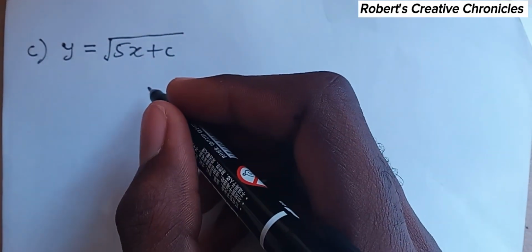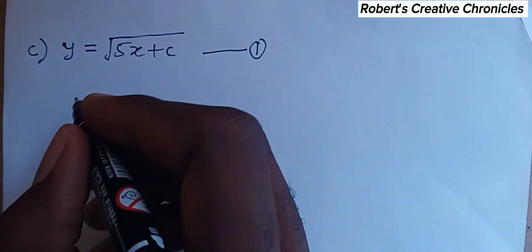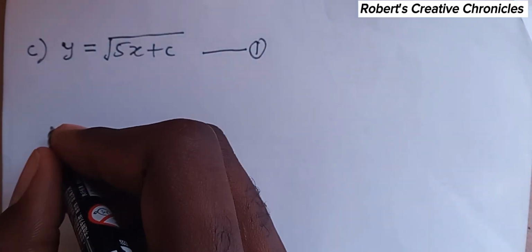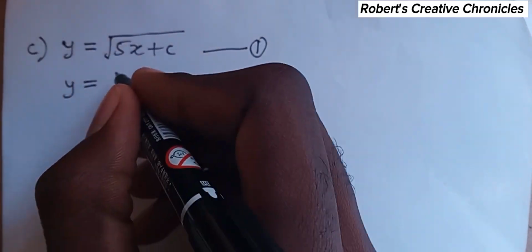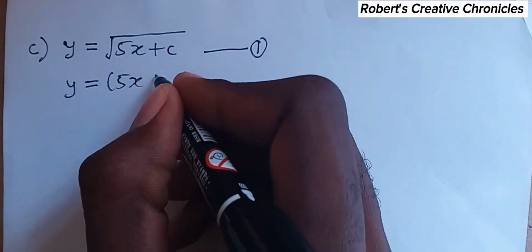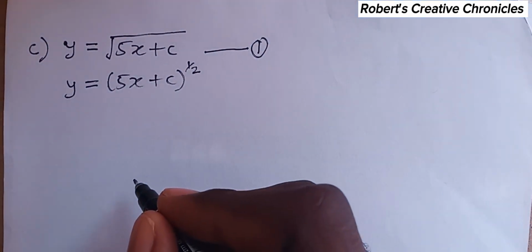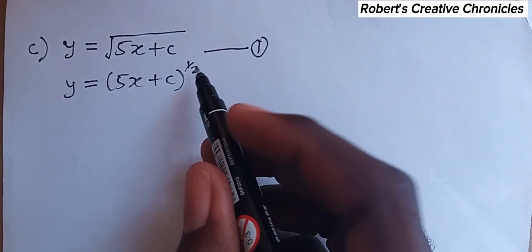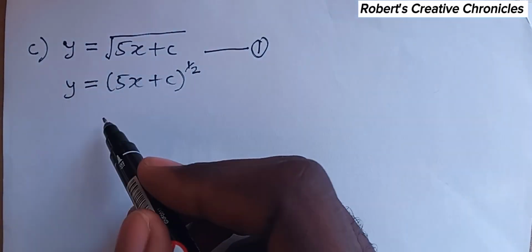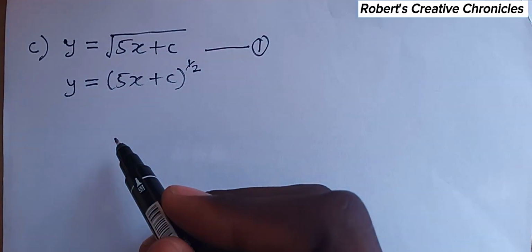So here is part C. This will be our equation 1. We can also express this as y equals 5x plus c raised to the power of half, because this power of half is the same thing as the square root. So this is another form of representing this, and they are the same.